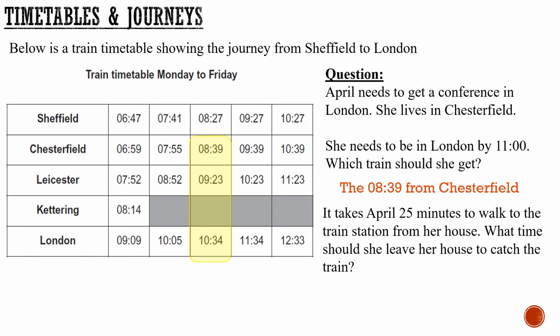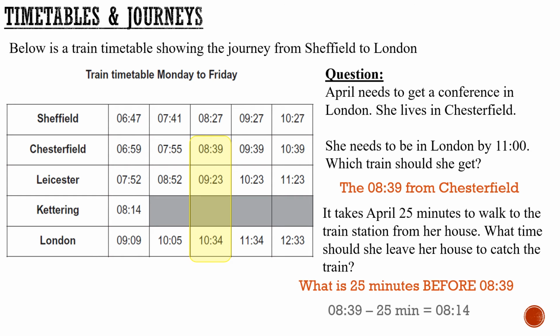We've got another addition to this question as well. It takes April 25 minutes to walk to the train station from her house. What time should she leave her house to catch the train? Well, we know that she's getting the 8:39 train from Chesterfield, so we need to think, what is 25 minutes before 8:39? Because that is the latest time she can leave her house to get there ready to catch the train. So you need to go backwards 25 minutes, and that will give you 8:14 as the latest time she should leave her house.